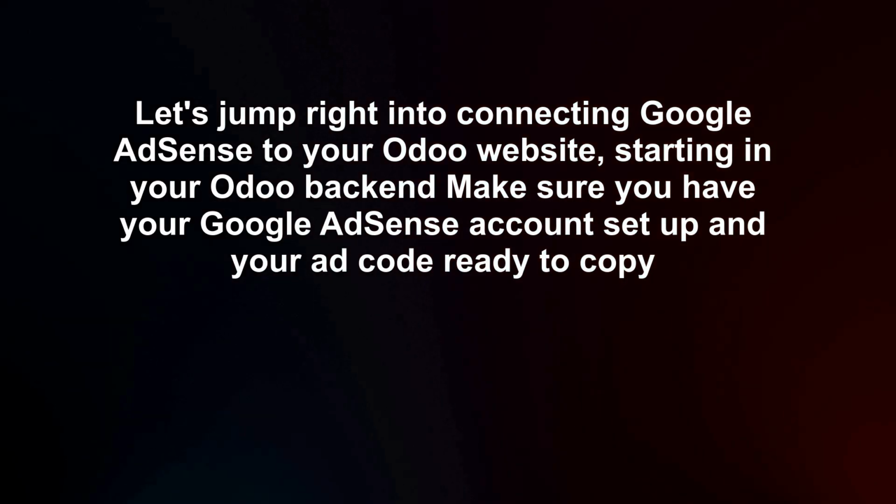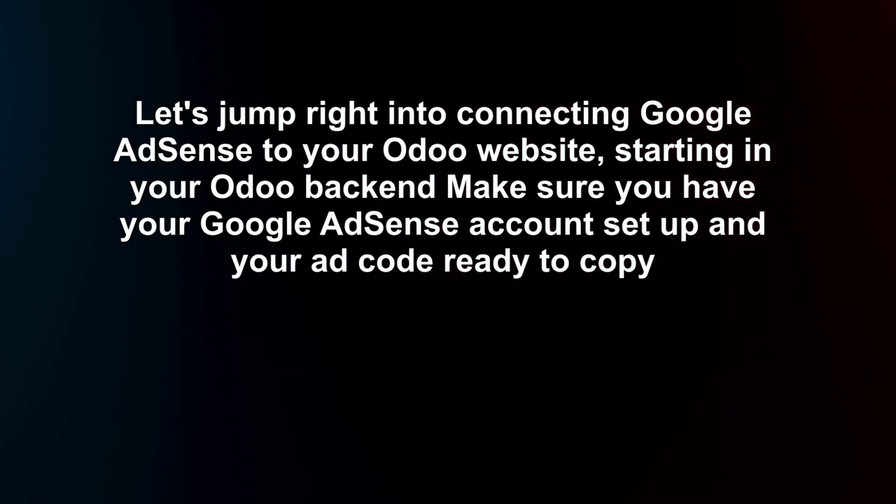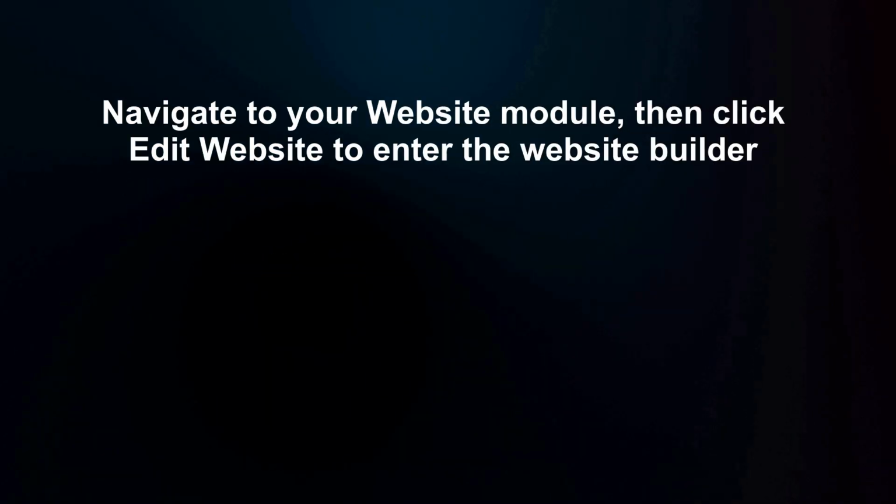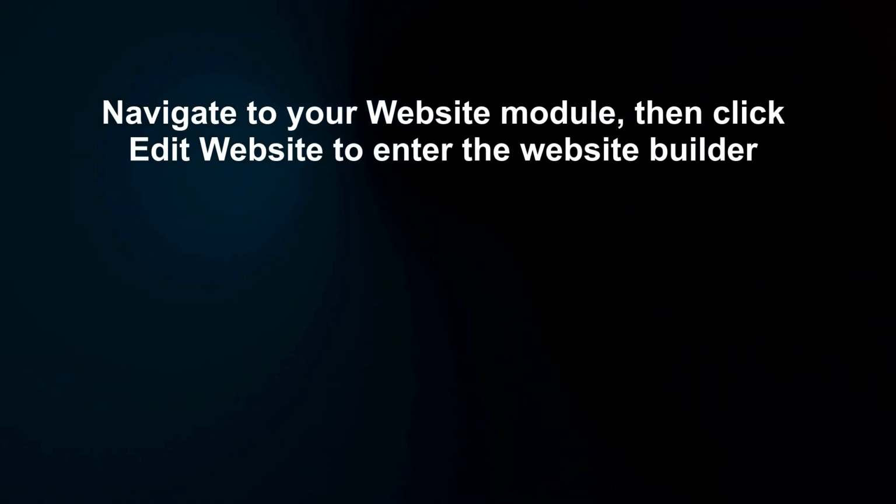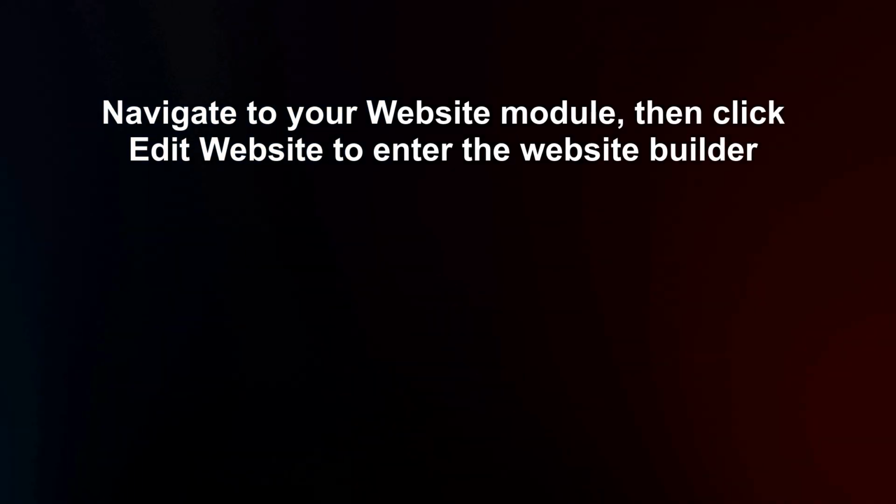Starting in your Odoo backend, make sure you have your Google Adsense account set up and your ad code ready to copy. Navigate to your website module, then click Edit Website to enter the website builder.